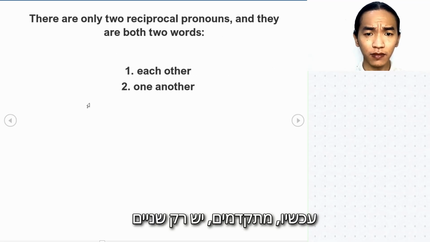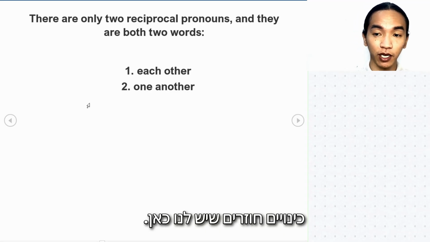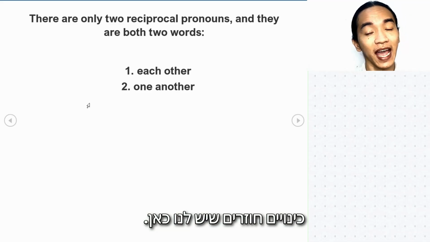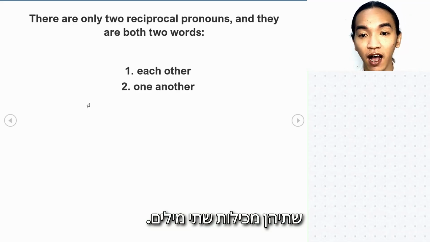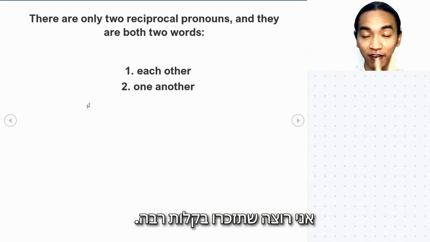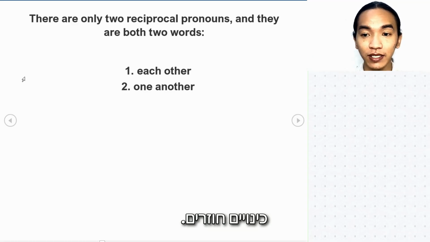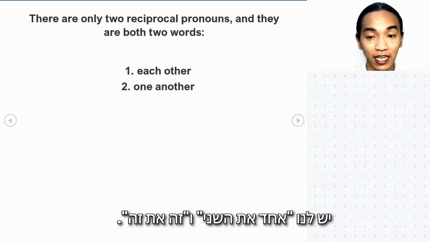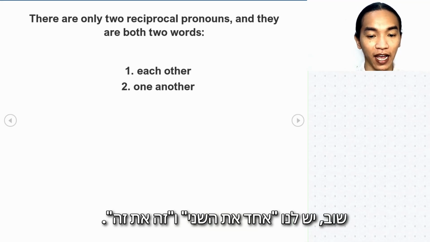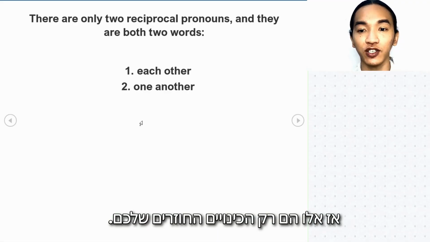Now, moving forward, there are only two reciprocal pronouns that we have here, and they are both two words. Okay? I want you to remember very easy reciprocal pronouns. Okay, we have each other and one another. Again, we have each other and one another. So these are just your reciprocal pronouns.